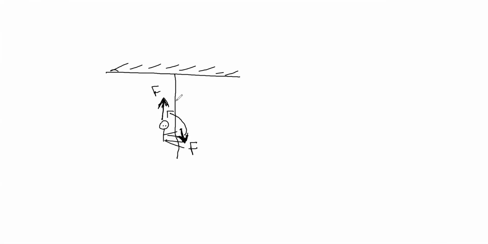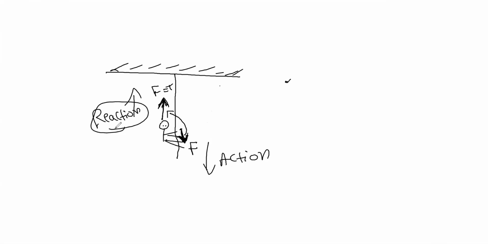Let us suppose the force is nothing but the tension of the string, so it is nothing but T. So the action is towards downwards. This is the action force. For this action, the reaction is towards upwards, which is responsible for the monkey to move upwards.